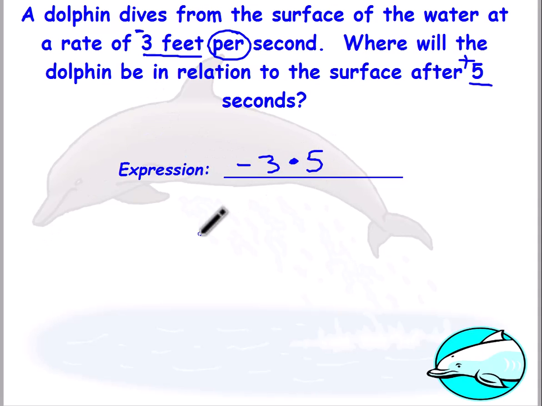Okay, I know 3 times 5 is 15, but let's look at our sign. I have a negative times a positive, so my eyes are different. Means he got into a fight, right? He's going to be negative. So the answer would be negative 15 feet.